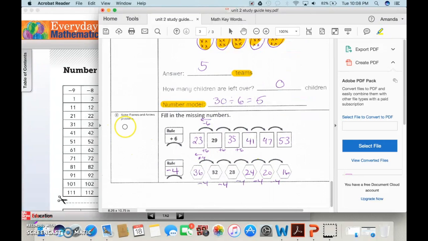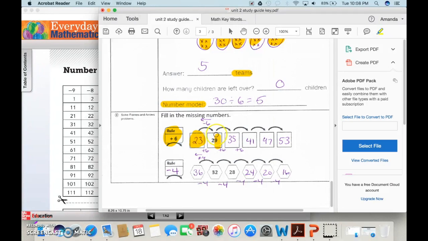Finally, my last problem was number 6. I needed to fill in the missing numbers. My rule for the first one was adding 6, so 29 was given to me. So it was easy just to add 6 each time. So 29 plus 6 is 35, 35 plus 6 is 41, 41 plus 6 is 47, and 47 plus 6 is 53.